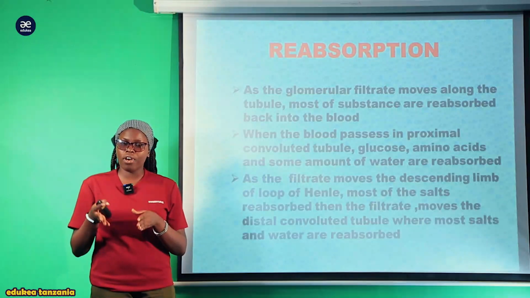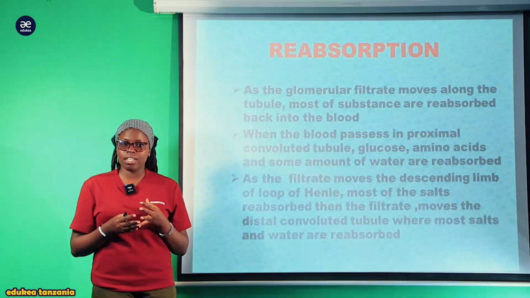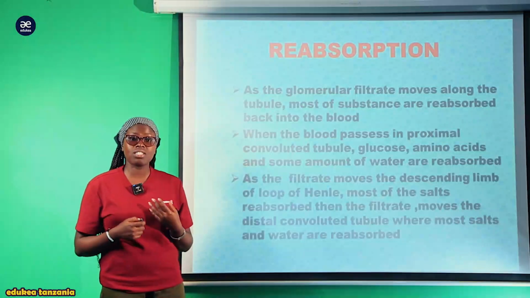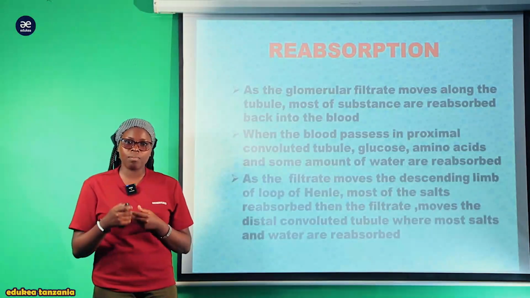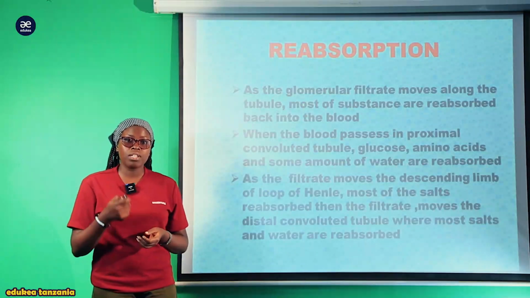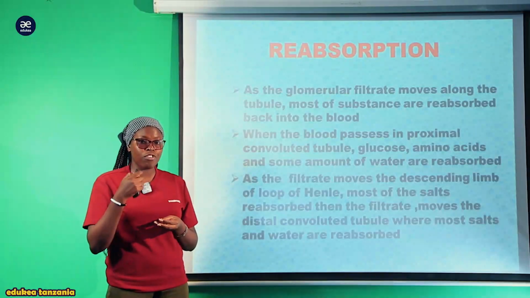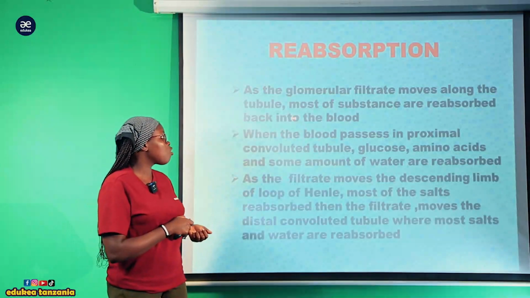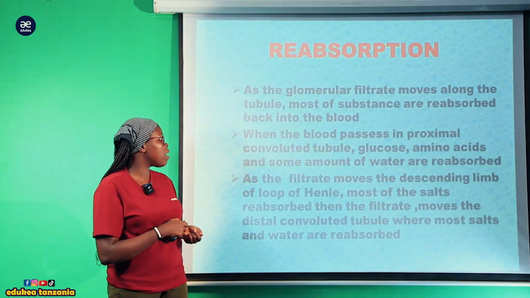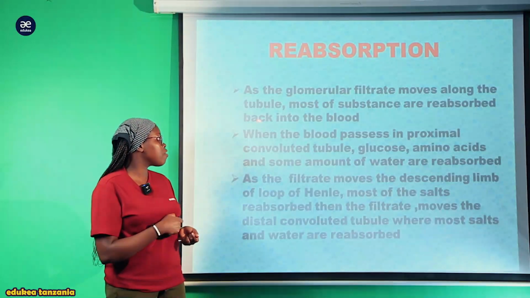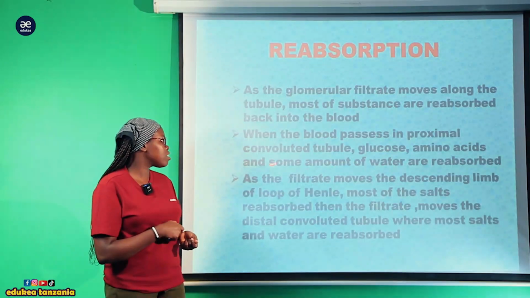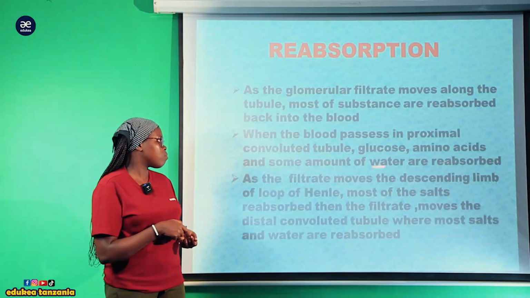Lakini hapa loop of Henle yenyewe ina 2 ascending. Kuna ascending na descending loop ambayo na zenyewe zinatumika katika reabsorption of different substance or glomerular filtrate which are carried by efferent arterioles. Now, as the glomerular filtrate move along the tubuli, most of substances are reabsorbed back into the blood. When the blood passes into proximal convoluted tubuli, glucose, amino acid and some amount of water are reabsorbed.